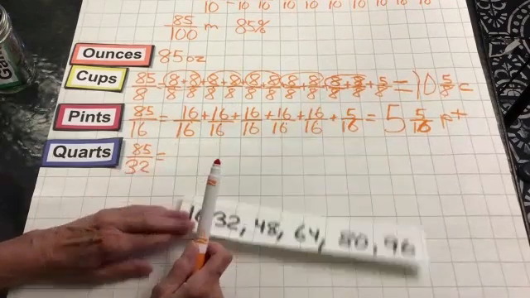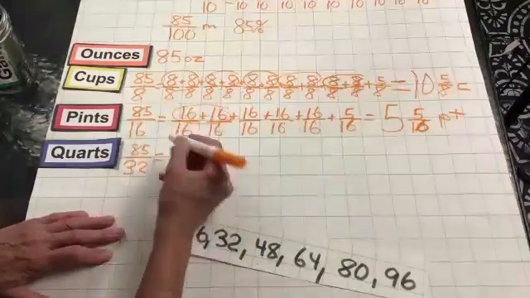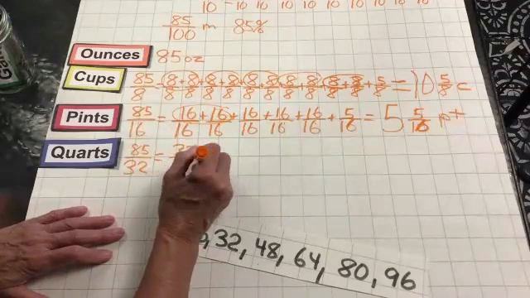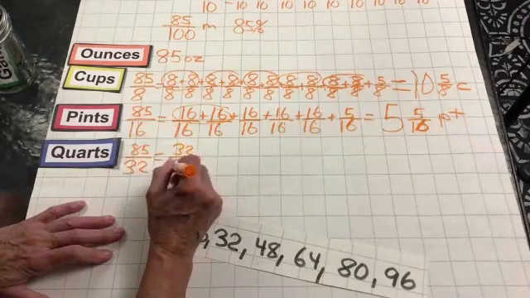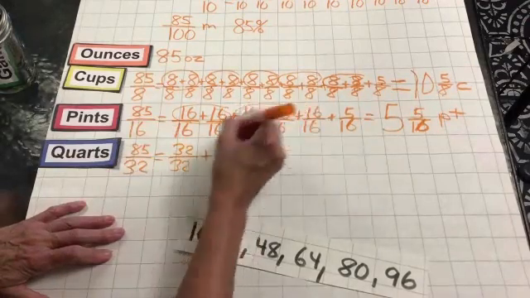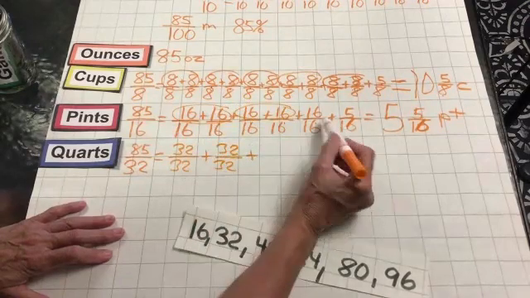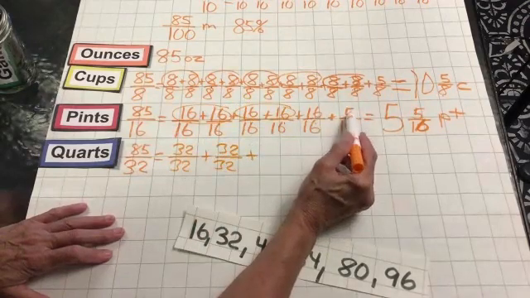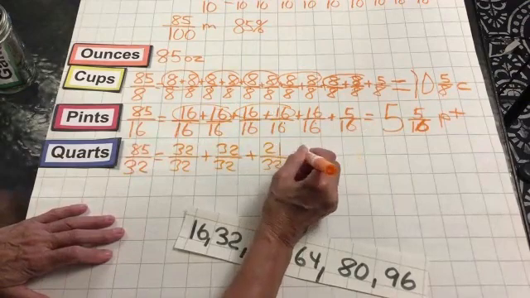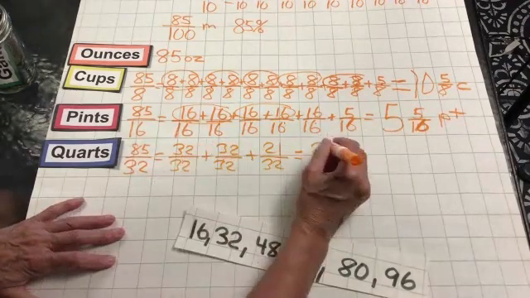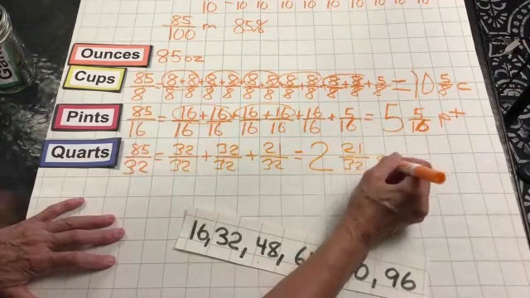Do you see how that worked? So now we're going to go to 32s. We know 16 plus 16 equals 32. So there's 1 quart. 2 pints make a quart. So that makes sense. 2 of these make a quart. And then we have 2 more right here. And then we don't have 2 more. We have 16 plus 5 is 21. So we have 21 over 32. So that means we have 2 whole and 21 32nds of a quart.